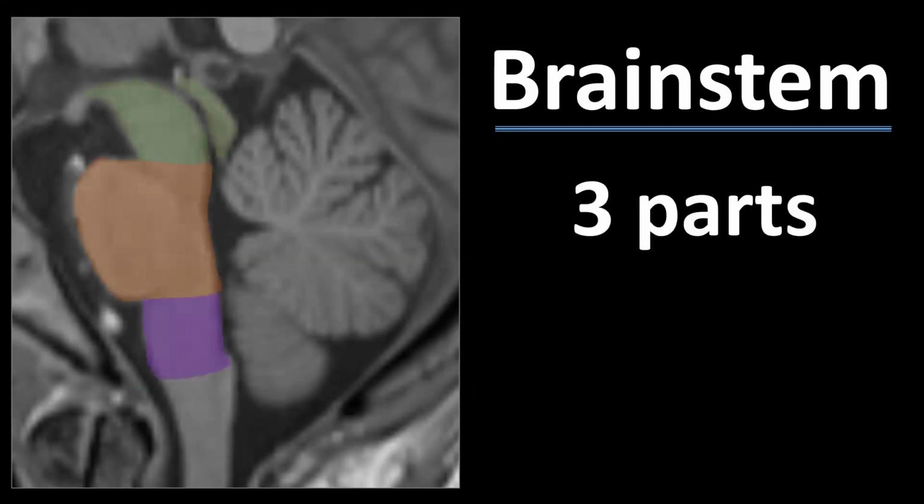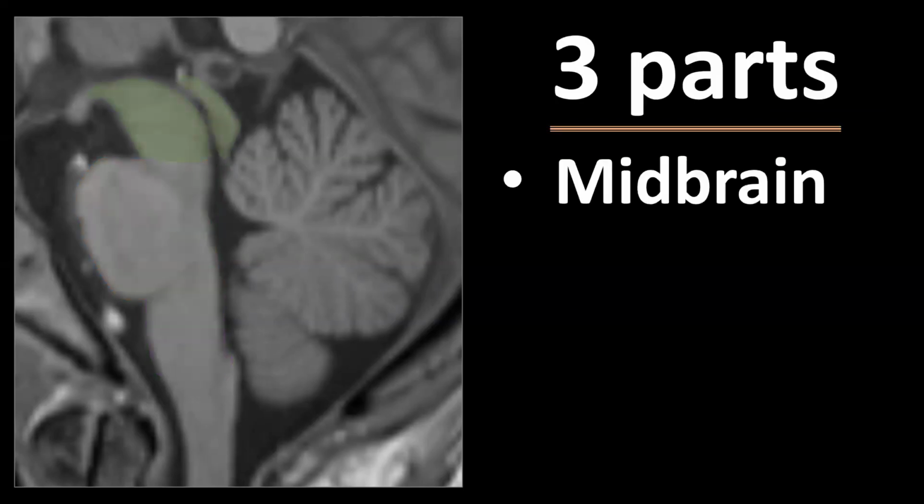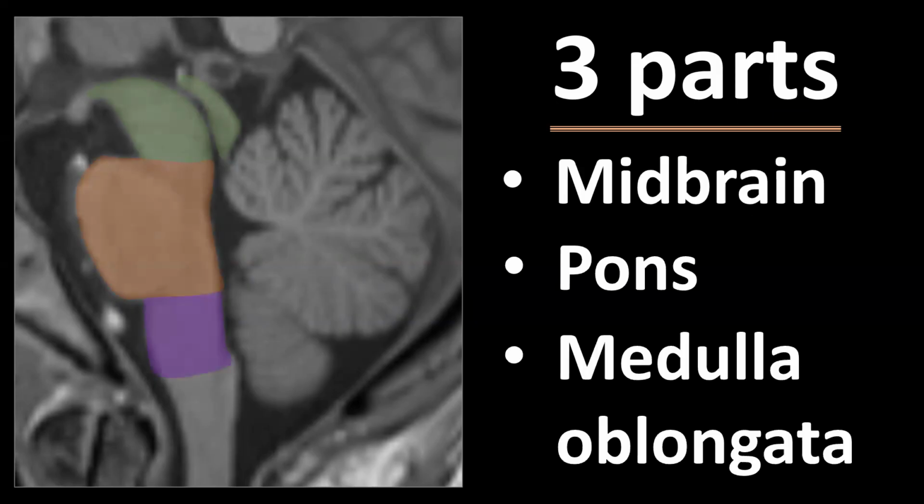The brainstem is composed of three parts: the midbrain, the pons, and the medulla oblongata. It consists of three layers, namely the basis, the tegmentum, and the tectum, and the functions can be grouped in three major categories. Let's start with the three parts of the brainstem. So as said, we have a midbrain, a pons, and a medulla oblongata, and this distinction is based on the gross anatomy. So we can see that these look a bit different anatomically, but also on an embryological basis.